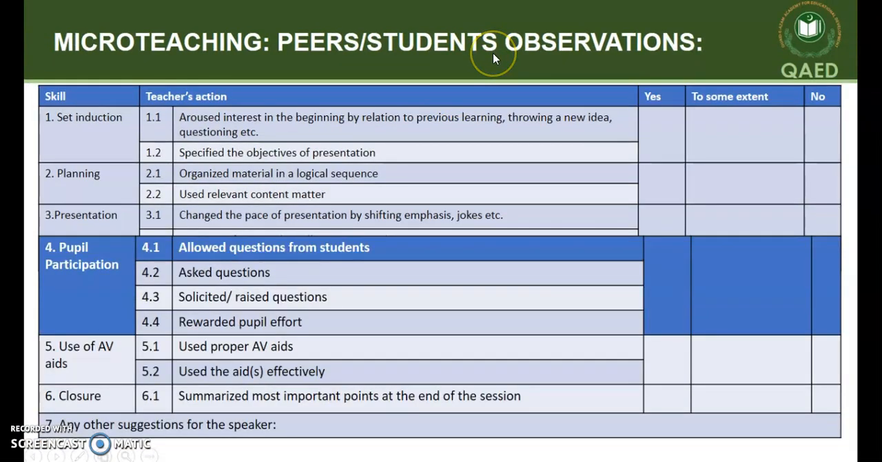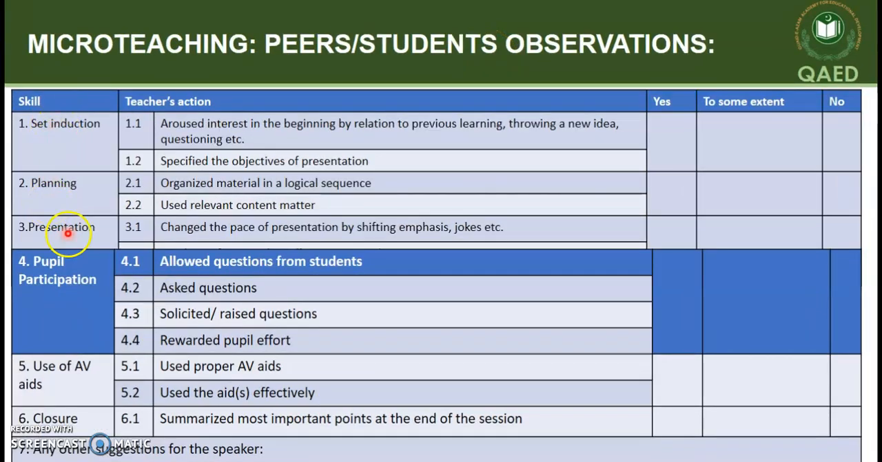This is called peer or student's observation. It has 6 steps or checkpoints: set induction, planning, presentation, pupil participation, use of AVAs, closure, and any other suggestion for the speaker.